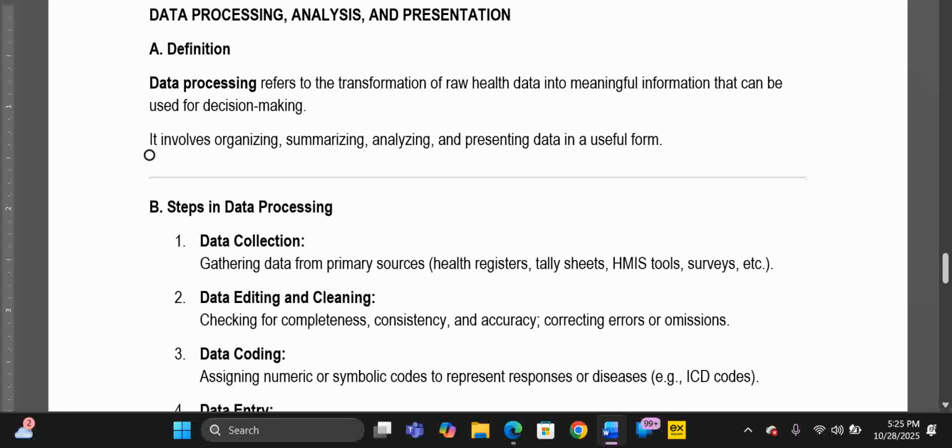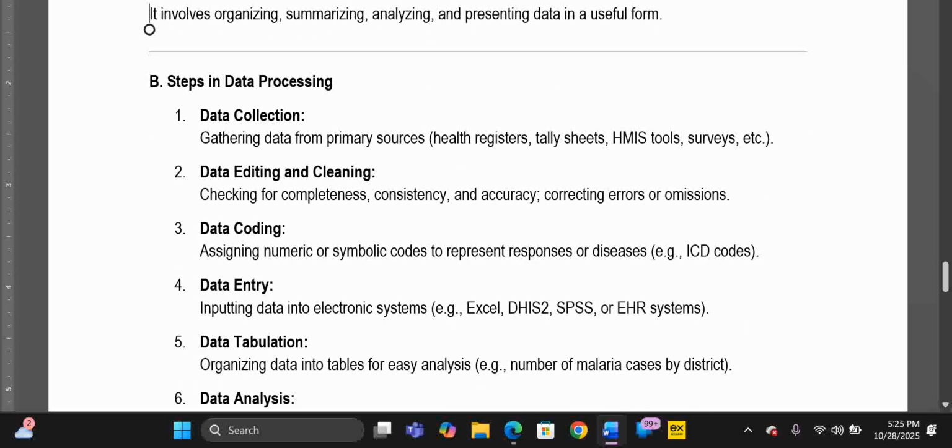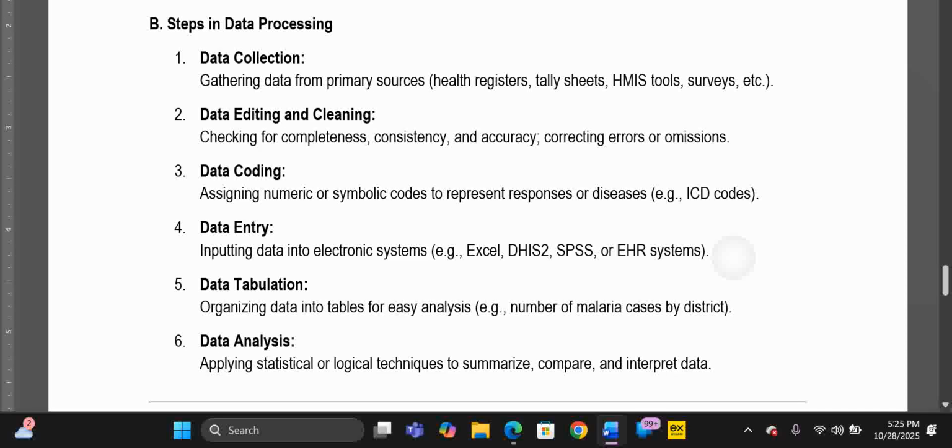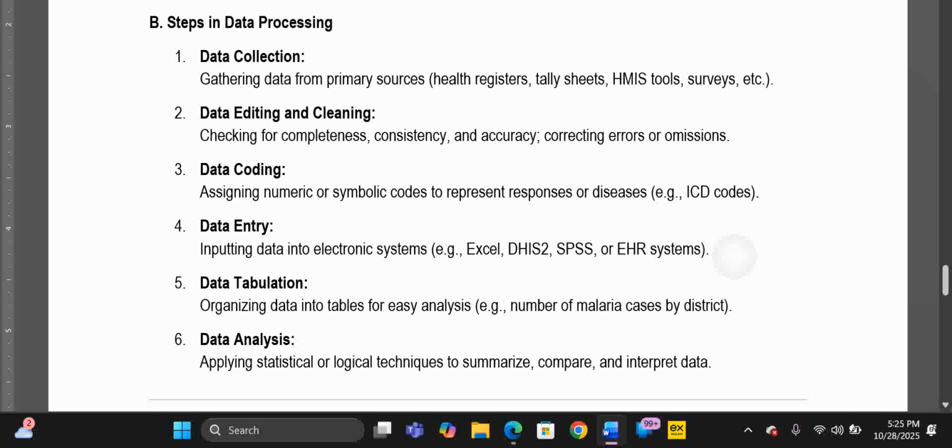So we have the steps that you're supposed to consider or follow in your data processing, and that starts with data collection. Data collection is where you gather data from primary sources like registers, tally sheets, and HMS tools, the like of monthly reports, the surveys, and any other forms, including medical records of patients.